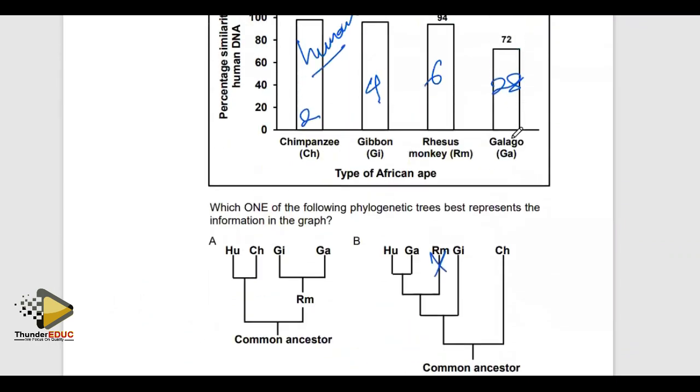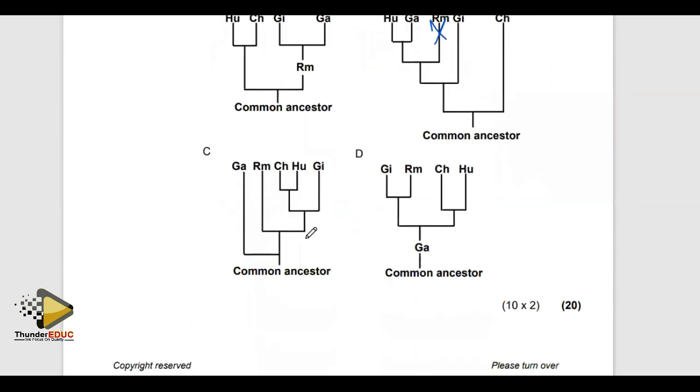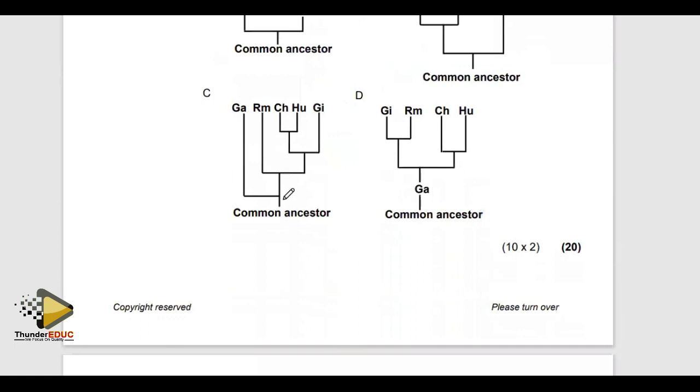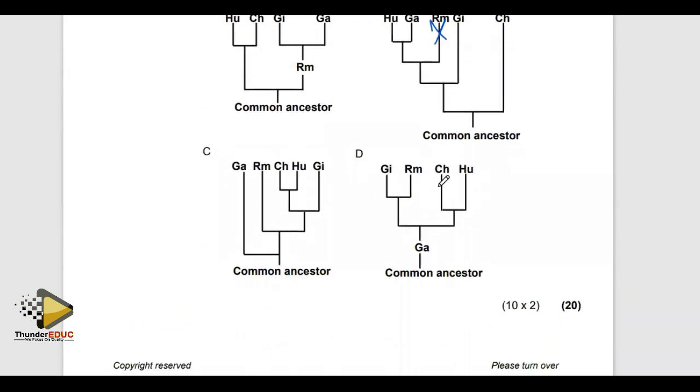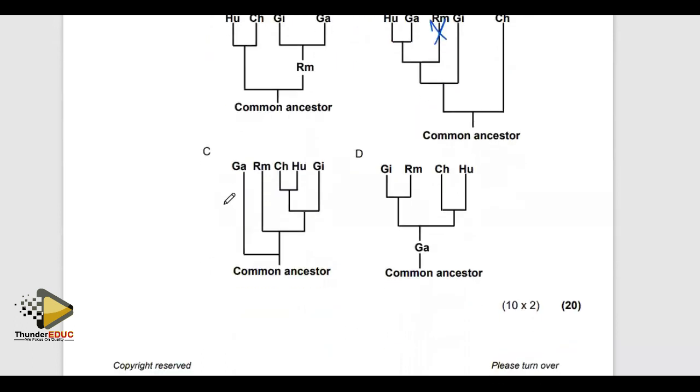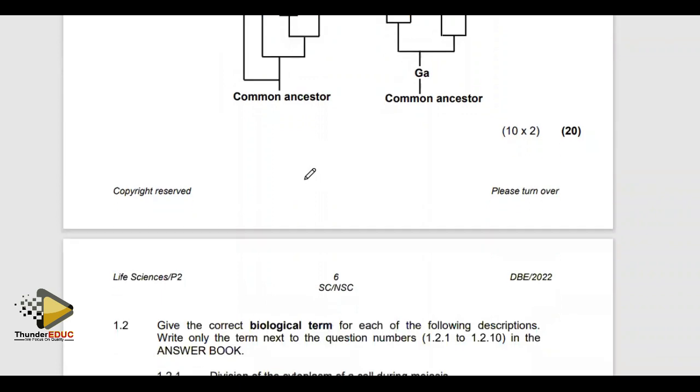And then if you look at the galago, it separated a long time ago. That's why the difference between this and the human is too big. Why? Because they diverged a long time ago, so nature modified them differently. So the most correct answer will be C.